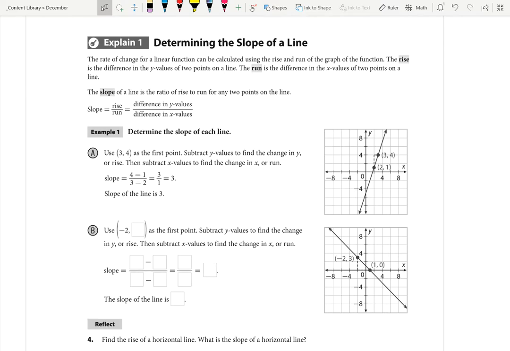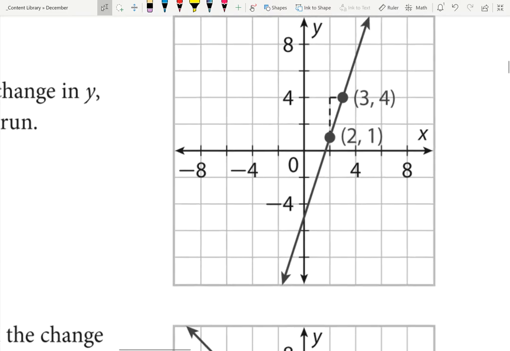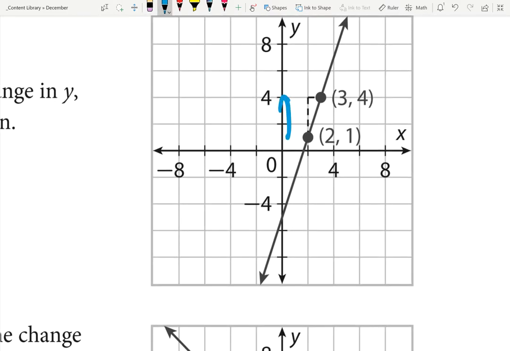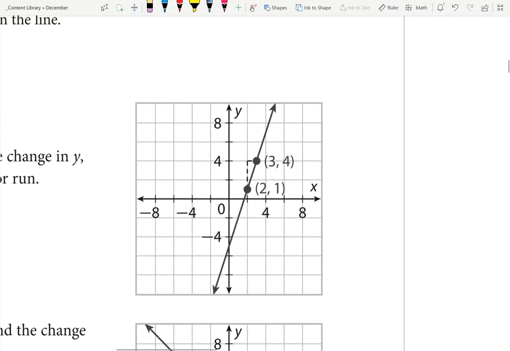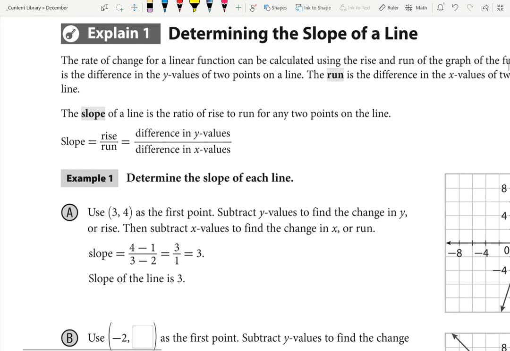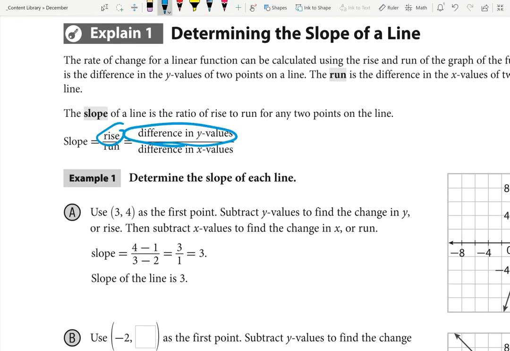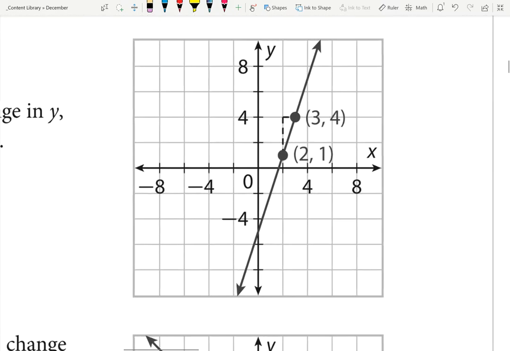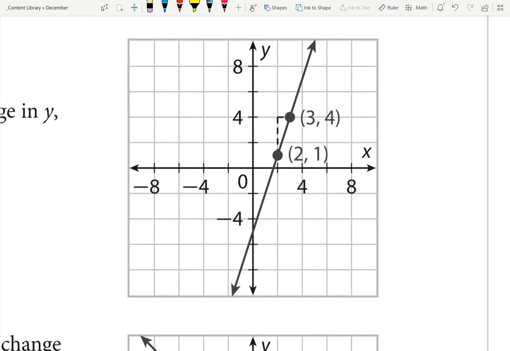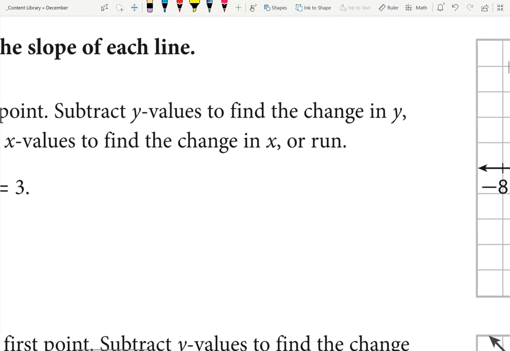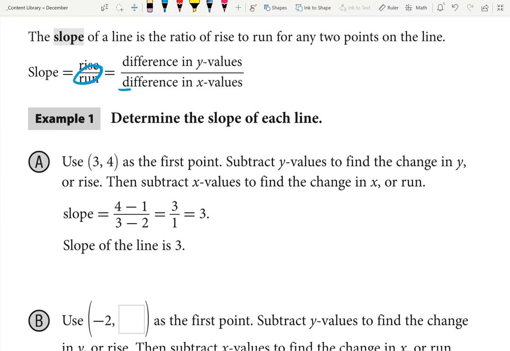So now we're going to talk about rise and run. You've heard of rise over run before. Now, in the context of a graph, rise refers to the change in y because rise is how far up or down we go. So when you think about rise, think about the difference in y values. And then run is the left or right motion, so how far over it goes. That would be the difference in x values. So when you think run, think change in x.